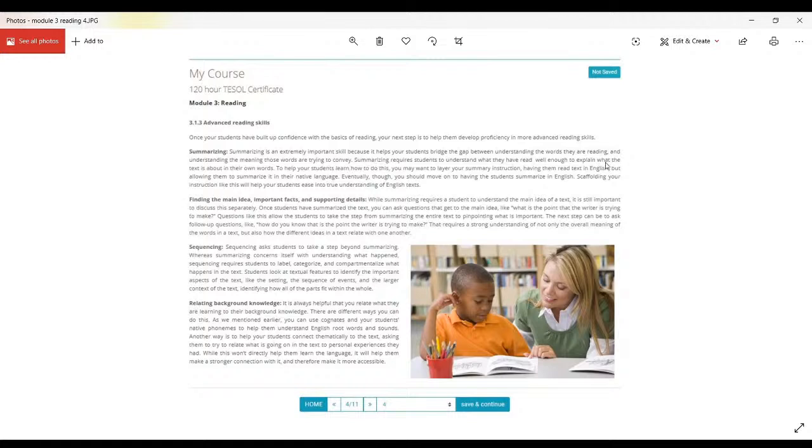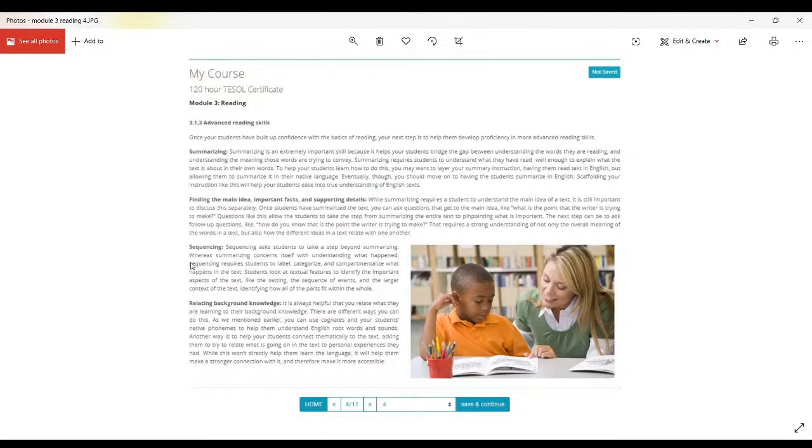I assume that you have read this already, right? Finding the main idea, important facts, and supporting details. While summarizing requires a student to understand the main idea of a text, it is important to discuss this separately. So why separately? It says here, once students have summarized the text, you can ask questions that get to the main idea, like what is the point that the writer is trying to make? Questions like this allow the students to take the step from summarizing the entire text to pinpointing what is important.